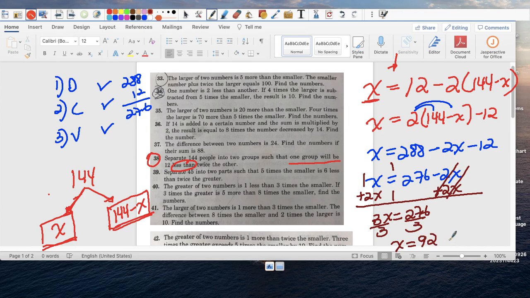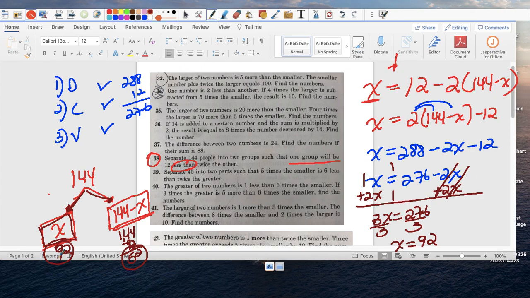So if x equals 92, that means in the beginning of the problem, when you divided the two groups into two parts, you said from the 144 people, I want 92 of you to stand inside this box. So how many are in the other box? Well, it's going to be 144 minus 92, which is 52. So on one side there's 52, on the other side there's 92.